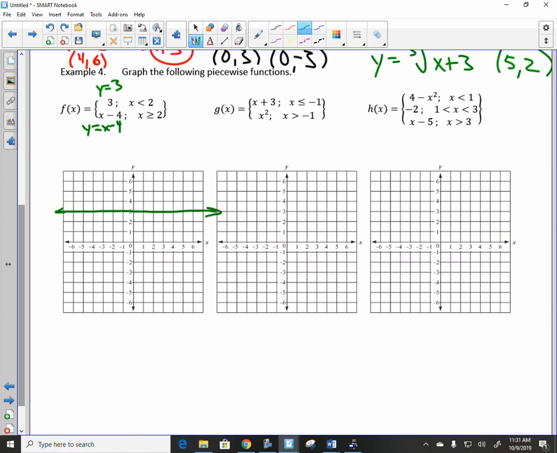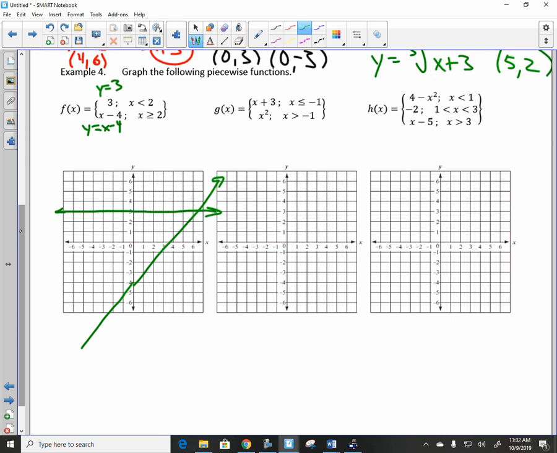Horizontal line through 3, right? And the graph of y equals x minus 4? A line that goes through -4, slope of 1. Agreed? So if I put both of those on the graph, that is not a function anymore, is it? It does not pass the vertical line test.